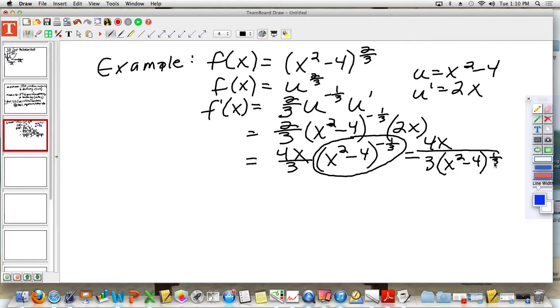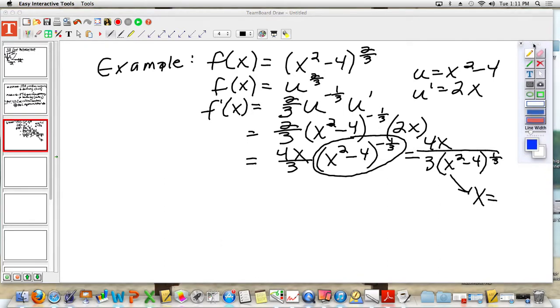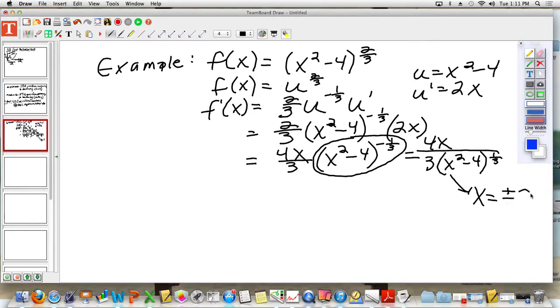We have critical numbers anywhere that we could have issues with this derivative. Where could we have some issues? At 2. Very nice. If I put a 2 in here and squared it, I would get 4. Minus 4 would get me 0. And when you take 0 to the 1/3 power, what does that mean, by the way? It is the cube root of 0. You take the cube root of 0, you get 0. We have 0 on the bottom. So that means that we have critical numbers at, it's actually 2 places, positive and negative 2. Very nice.